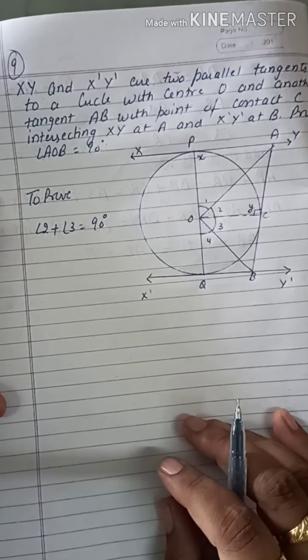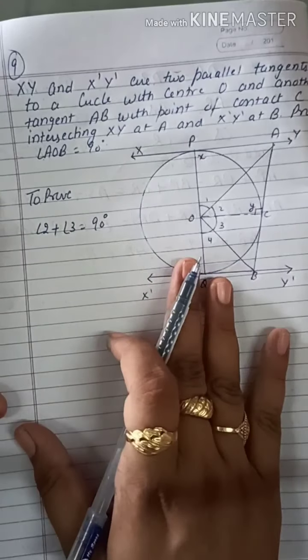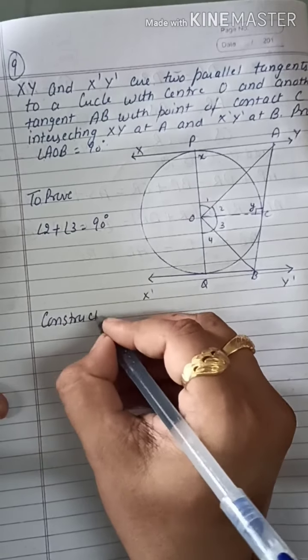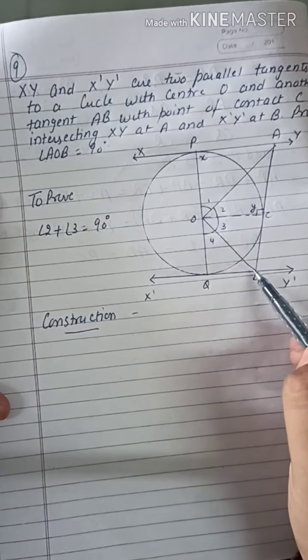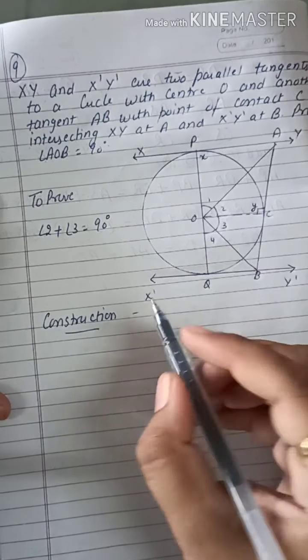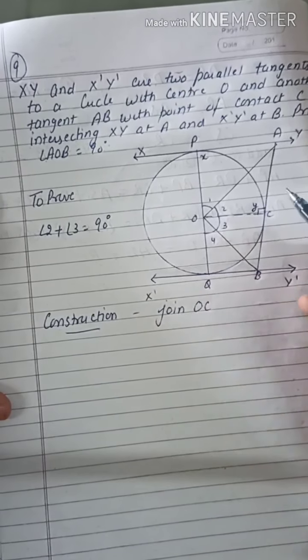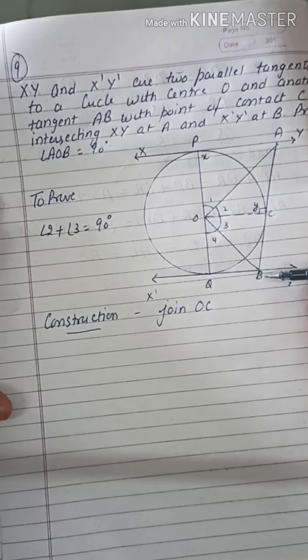So I'm going to start my question with the theorem first. Firstly, I want to do the construction here. In the construction, OA is given, OB is given in the figure, but OC is not given, so I am going to join OC. Why am I doing this? Because as I know, OC is the radius and radius is always perpendicular to the tangent.